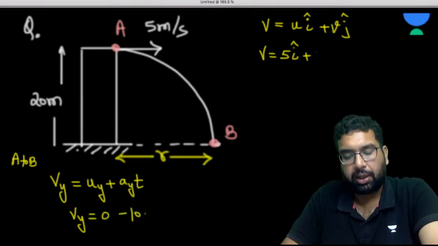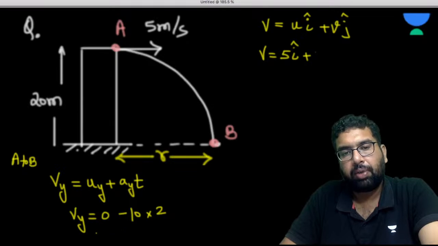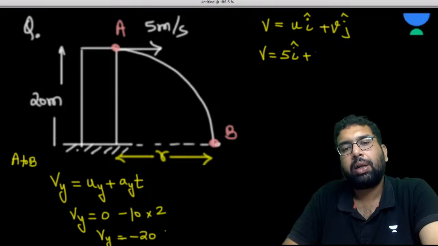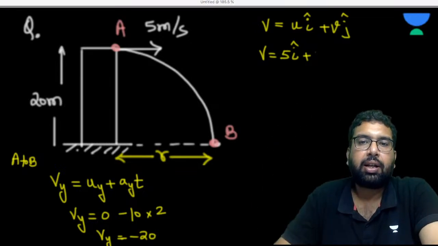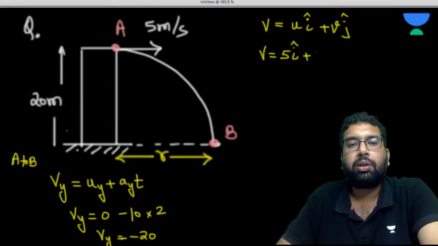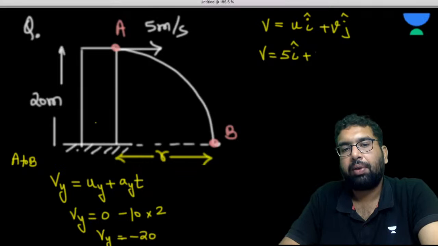And T is 2. So Vy is going to be minus 20. Obviously this minus sign refers to the negative direction. So the velocity is going to be minus 20 j cap.